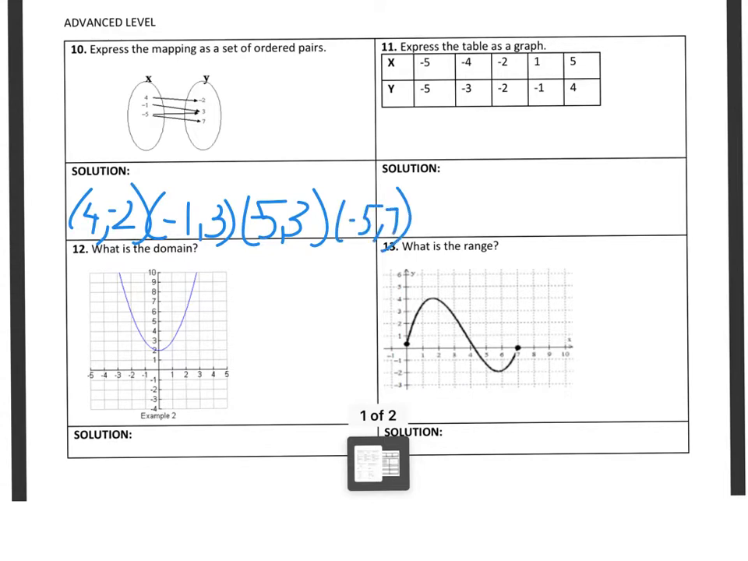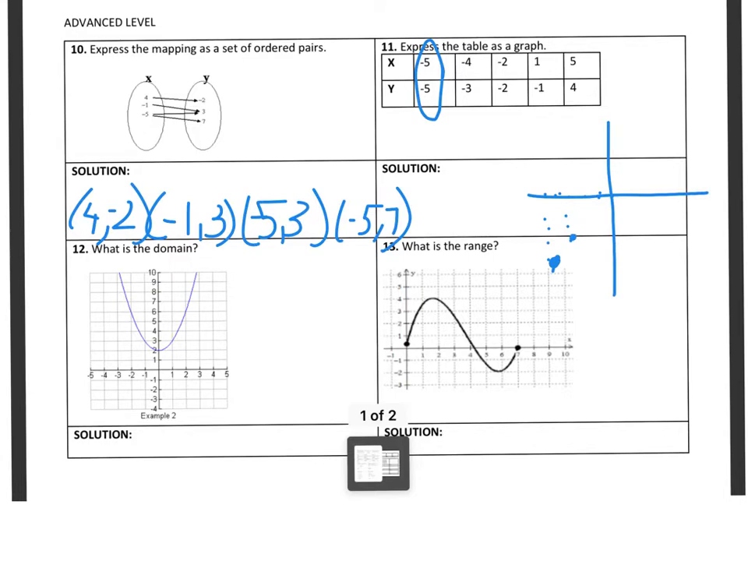Alright, number 11 asks us to express the table as a graph. So, you would want to draw some type of coordinate plane here, and my first point is -5, -5. So I'm going to go to the left 5, 1, 2, 3, 4, 5, and down 5, 1, 2, 3, 4, 5, and I can put a point right there. And then I've got -4, so 1, 2, 3, 4, and down 3, 1, 2, 3. I can put a point there.